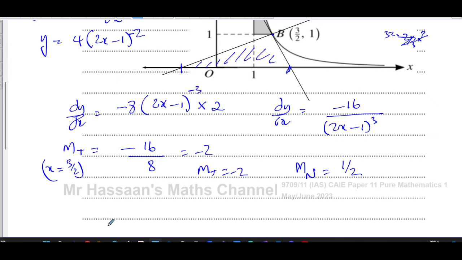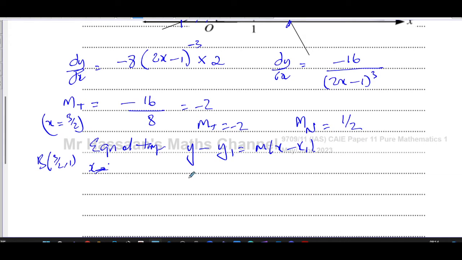So I'm going to begin finding the equation of the tangent. I know it passes through the point B, which is 3/2, 1. So basically we have y minus y1 equals m times x minus x1. So the equation of the tangent will be y minus 1 equals m, the gradient of the tangent, which was -2, times x minus 3/2.